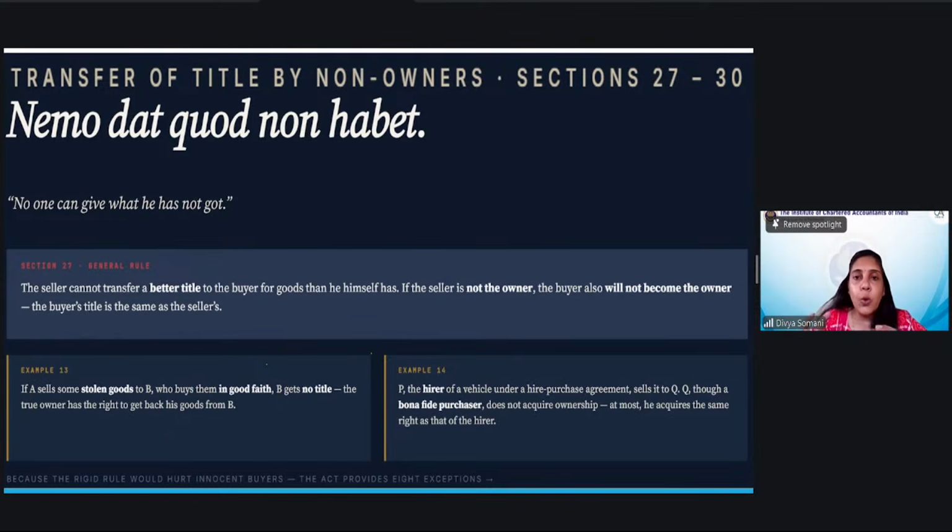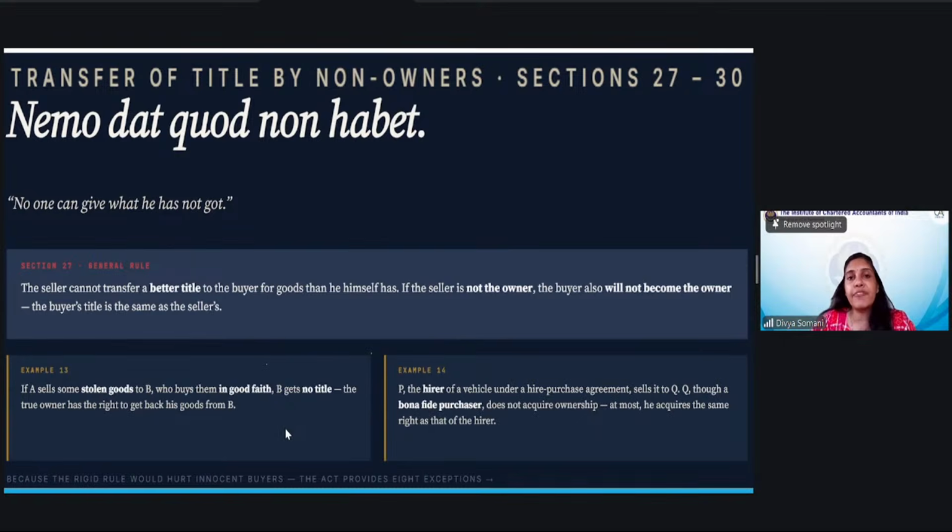So therefore, what are the rights available to the buyer here is that he can recover the price from the seller if the goods are not his. So therefore, the implied condition as to title applies here. Okay. So that is what is contained in this example. The true owner has the right to get the goods back from B.